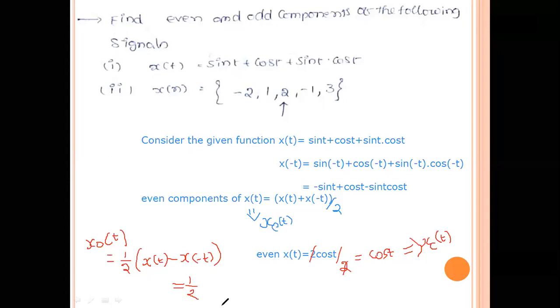Similarly, if we consider the subtraction between x of t and x of minus t, sin t minus of minus sin t, you will get 2 sin t. Cos t minus cos t, you will get 0. Sin t into cos t minus of minus sin t into cos t, again you will get 2 sin t cos t.